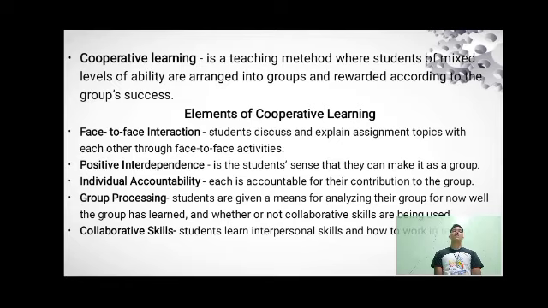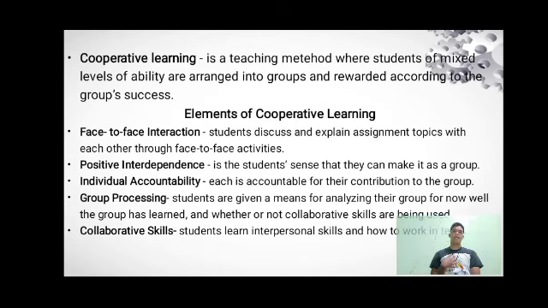Next, when we talk about the elements of cooperative learning, we need to consider these: face-to-face interaction, positive interdependence, individual accountability, group processing, and collaborative skills. Of course, we need to consider this one. If we form a group, make sure that all the children are involved. Because sometimes, we cannot deny the fact that when we do groupings, the children say, I'm with this one because he is bright. And in that way, they start to rely on him, no?